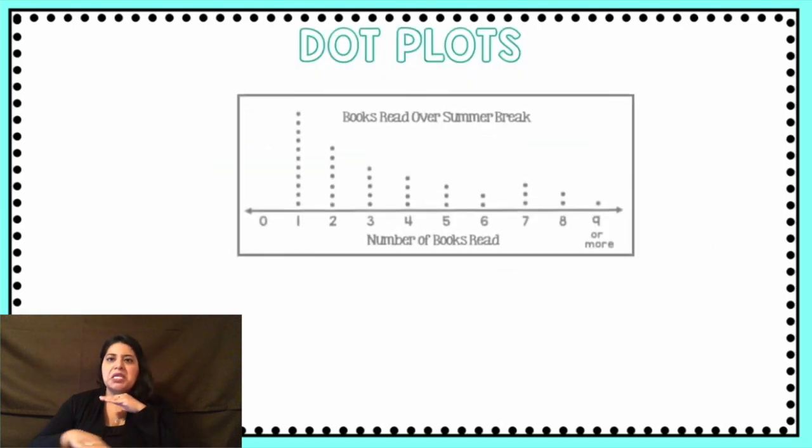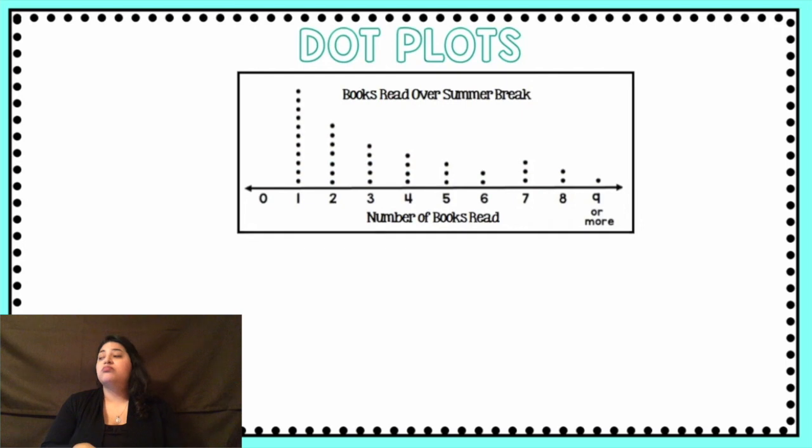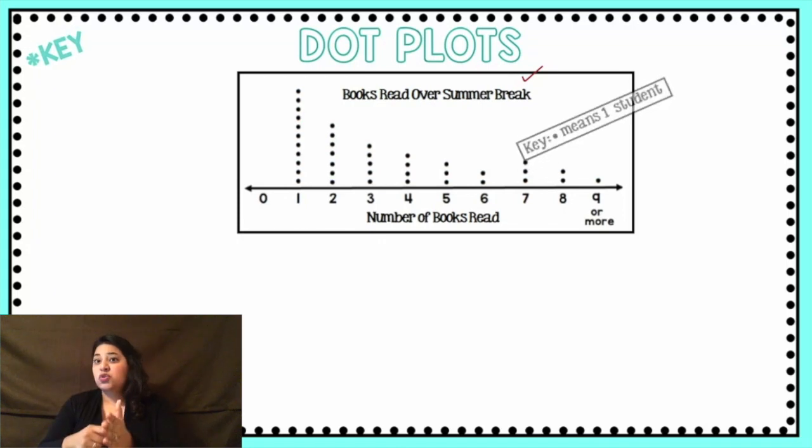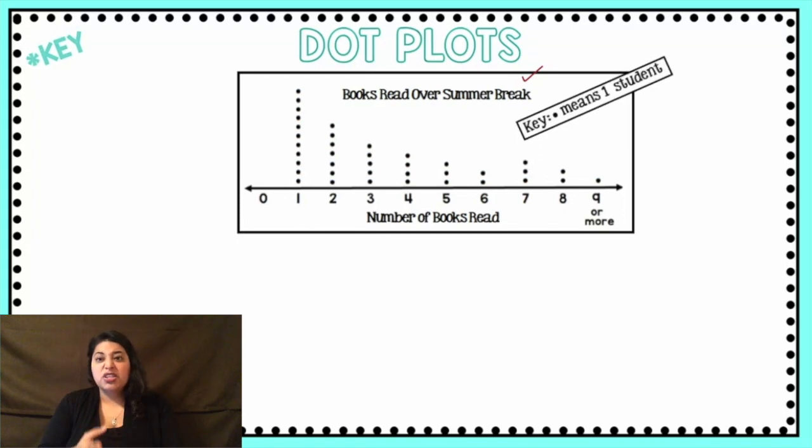So here is a very basic dot plot. As you can see, you have a title. And this dot plot is about the number of books read over summer break by students. And a really important part of dot plots is the key. You have to pay attention to the key. The key is going to give you helpful information so that you're reading the graph correctly. And in this case, I see that the key is telling me that one dot means one student. So when you look at your dot plots, you need to pay attention to what each dot represents.